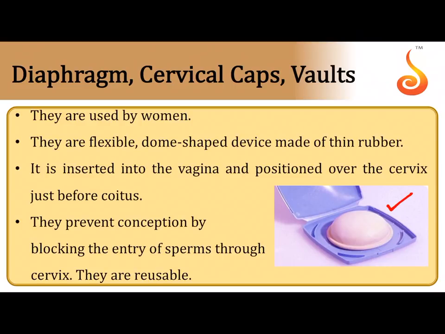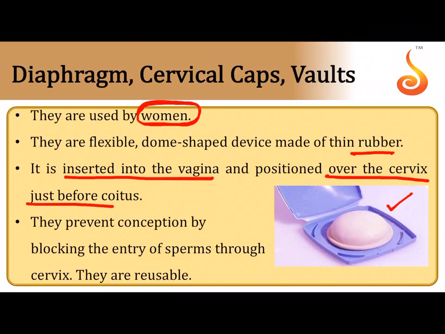It is a thin, flexible, dome-shaped structure, again made up of rubber. So you can see how it is dome-shaped or a small cup-like structure. It is made up of very thin rubber. And remember, all these devices are used only by women, not by men. So this is specifically for women or females. It is inserted into the vagina and positioned over the cervix just before the coitus.